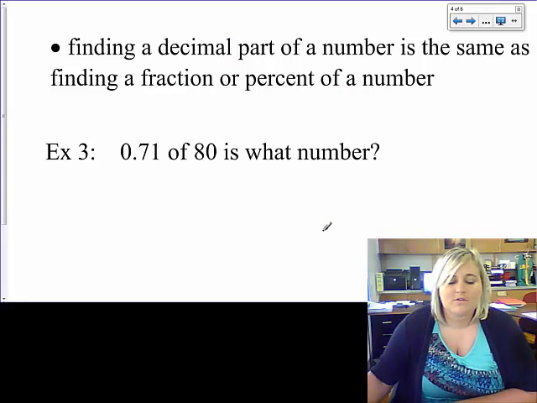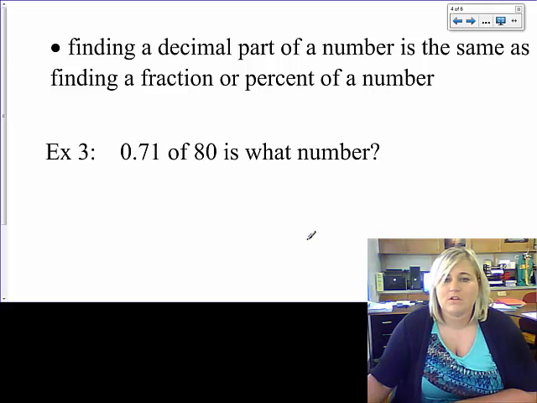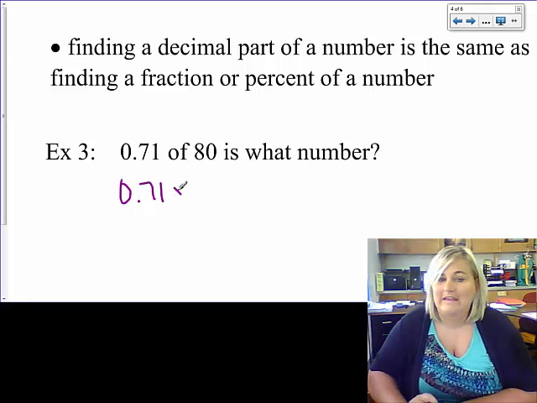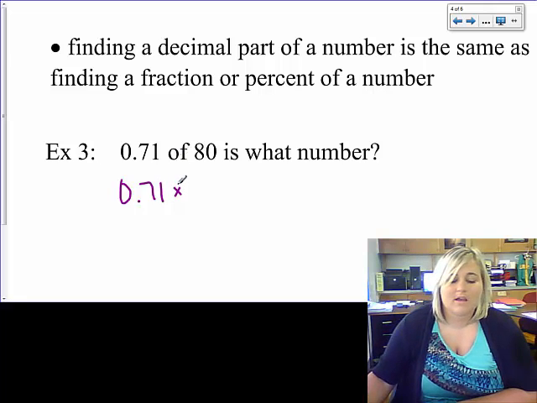Finding a decimal part of a number can be the same as finding a fraction or a percent of a number. Whenever you have a problem like this, I want you to take what they have written in sentence form, and I want you to write it mathematically or algebraically. So I have 71 hundredths. I'm going to write that exactly the way I see it, 71 hundredths. Of, you should know, means to multiply. Of always means to multiply.